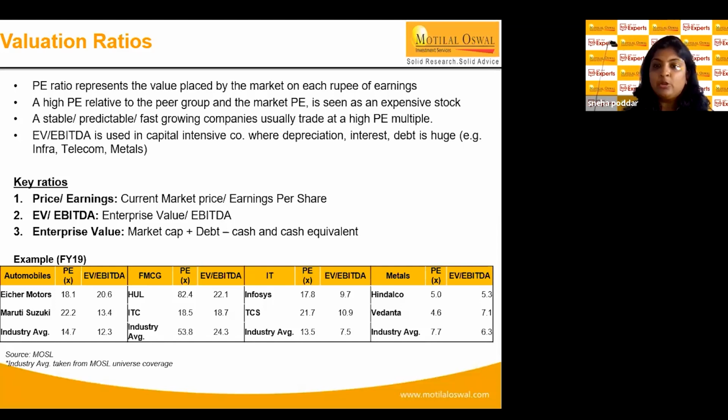So enterprise value is that intrinsic value basically, and if we divide it by operating profit, that multiple will help us understand whether it's expensive or cheap. This is largely used in capital intensive companies where there is huge debt in the books. Otherwise we look at price to earnings.